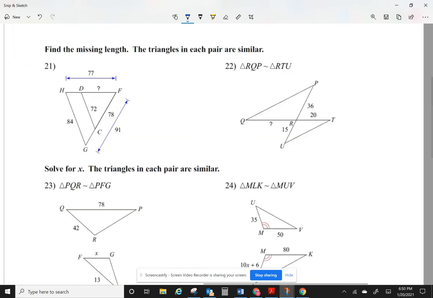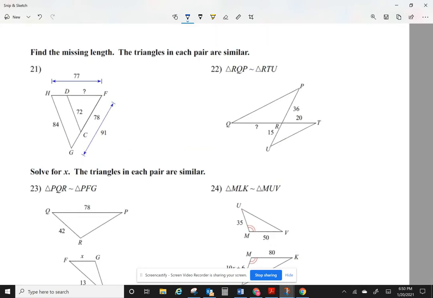All right, let's take a look at number 21. Find the missing length. The triangles in each pair are similar. So number 21, I have two triangles. You can see the small triangle there, and you can see the big triangle there. So I have two triangles. X in this case, remember the question mark, I call it X. X in this case is in the small triangle.